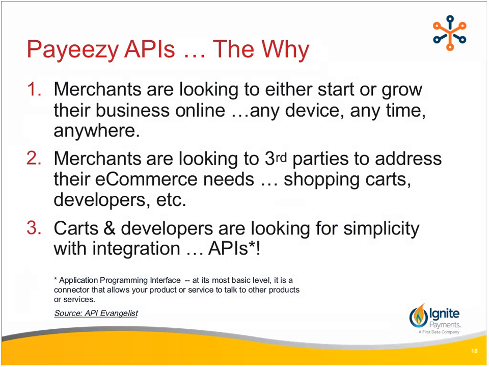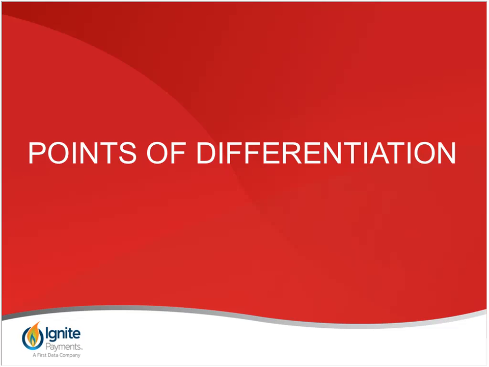The API is the custom option. This is when merchants are looking to really grow their business online, and it can be used on any device, anytime. Third parties address the e-commerce needs. So in other words, they could accept PayPal on there as well. And this allows the merchant to have web developers do a customization of the checkout process for their customers.